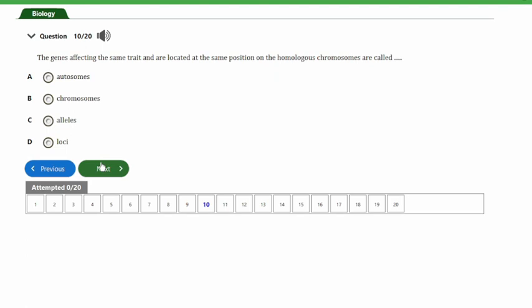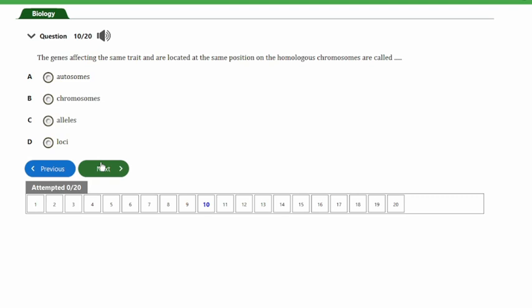It says the genes affecting the same traits and are located at the same position on the homologous chromosomes are called A. Autosomes, B. Chromosomes, C. Alleles, D. Cosy. So guys, the answer to this question is alleles. The genes affecting the same traits and located at the same position on the homologous chromosomes are called alleles. So alleles are different forms of the same gene.